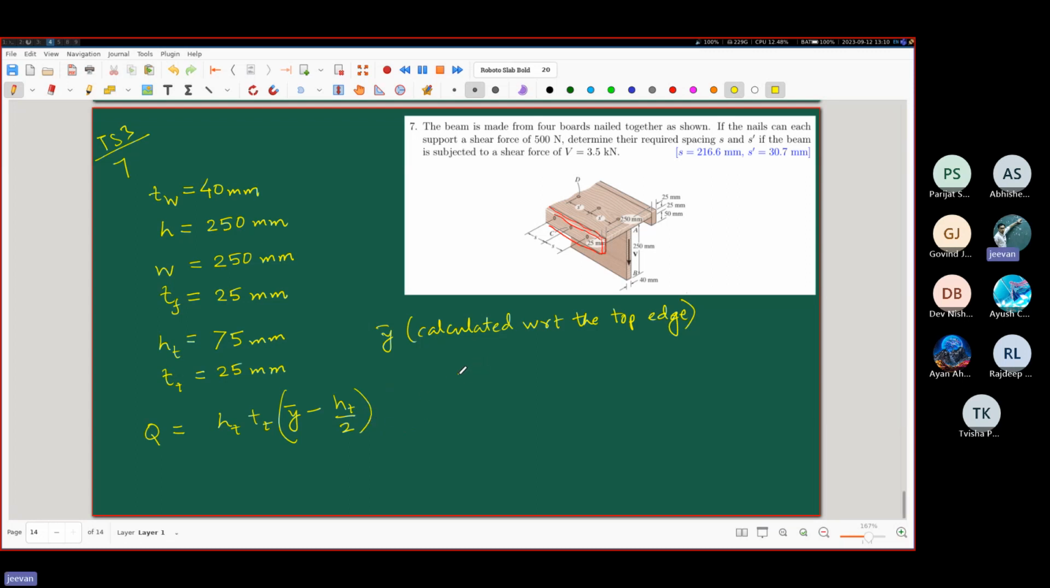So if I have this, then my f by s should be equal to, again, VQ by I. V is given to me. Q I have just now calculated. I also know how to calculate f by s. So F is given as 500 Newton. I just have to find out the S. Suppose I take both these bits, then it will just be multiplied by 2. Correspondingly, this will become twice of F.